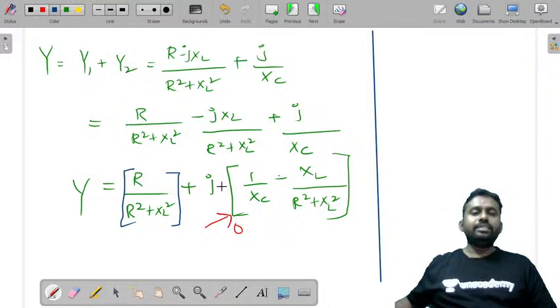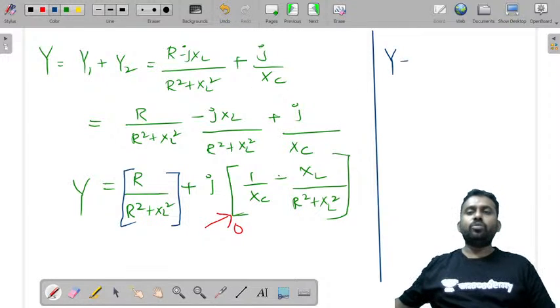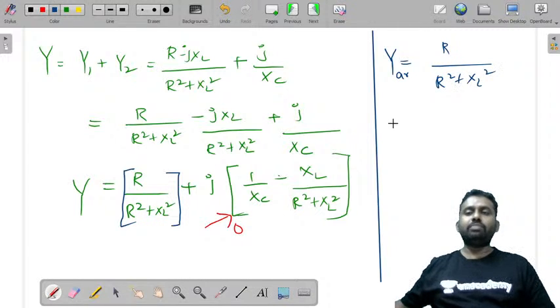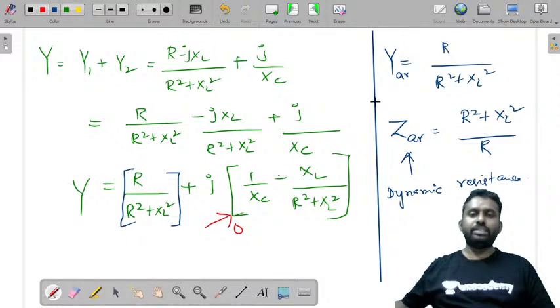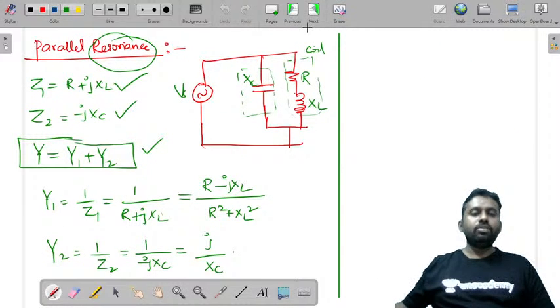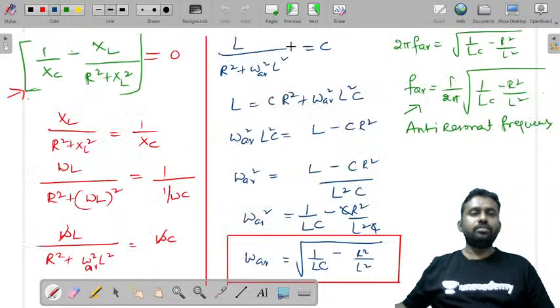Under resonance the imaginary part is equal to 0. So you'll get only Y anti-resonance is equal to R by (R square plus XL square). From this you can write Z anti-resonance is equal to (R square plus XL square) by R. This is called the dynamic resistance. We'll use this once again.